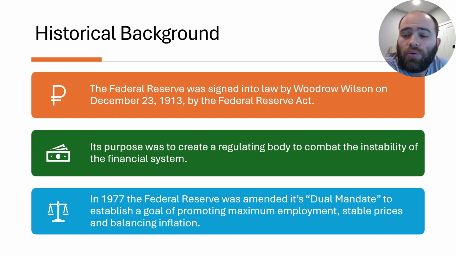We'll start with some historical background. The Federal Reserve was signed into law by President Woodrow Wilson on December 23rd, 1913 by the Federal Reserve Act. Its purpose was to stabilize the economy in terms of bank runs and the liquidity problem from the early 1900s. And in 1977, the Federal Reserve was amended by Congress to have a dual mandate where it would manage employment, inflation, and stabilizing prices.